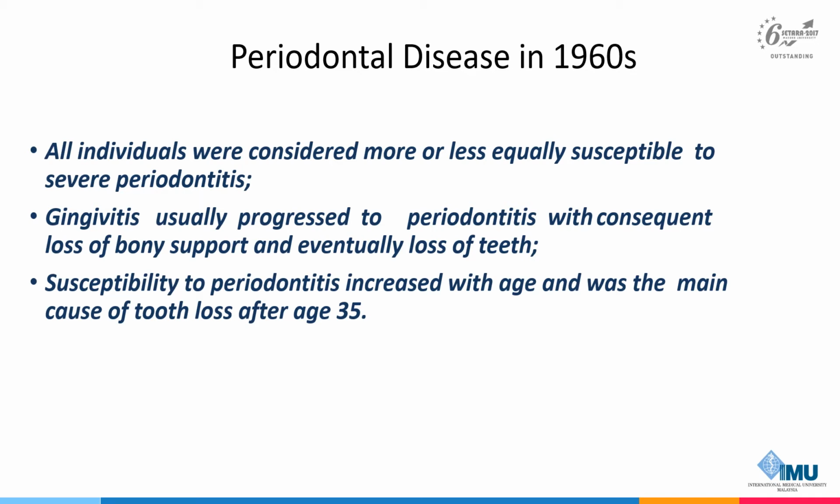Second, gingivitis usually progressed to periodontitis with consequent loss of bony support and eventually loss of teeth. So again, everyone could have the possibility of losing teeth. Third, susceptibility to periodontitis increased with age and was the main cause of periodontal or tooth loss after the age of 35. So after 35, you are very likely to lose teeth. So this was the belief in the 1960s.